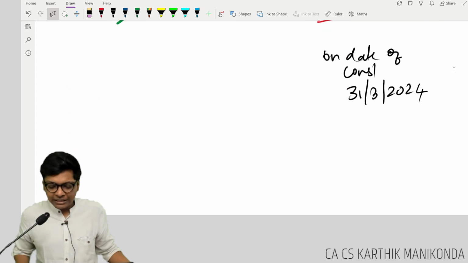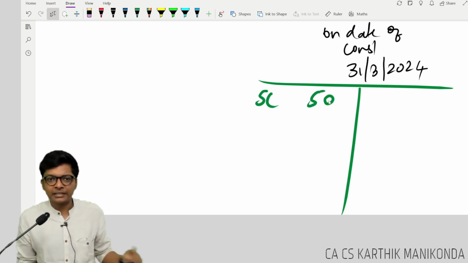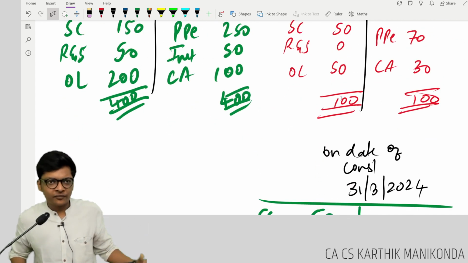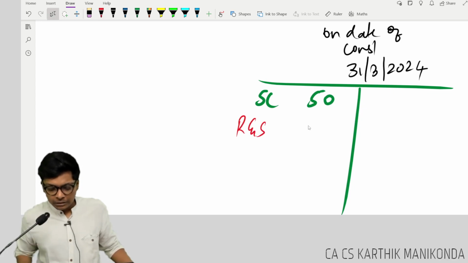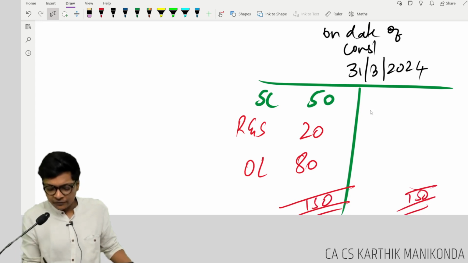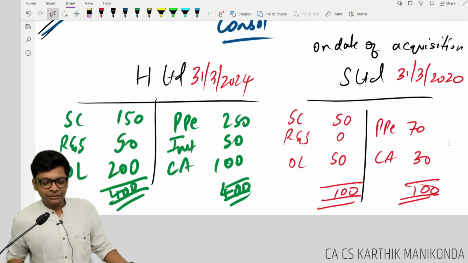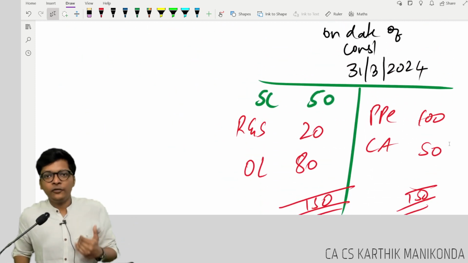Dates. Now on the date of consolidation, of course numbers will change. Let's keep share capital simple at same as 50. Correct, the same 50. I am not bringing a change into share capital. Reserves and surplus, there it was 0. Here I am going to write 20. Other liabilities will be 80. Total is 150. Here also 150. Let's say PPE is 100. Current assets is 50. That's it. Are you getting it, guys? So this is your base and this is my on the date of consolidation.